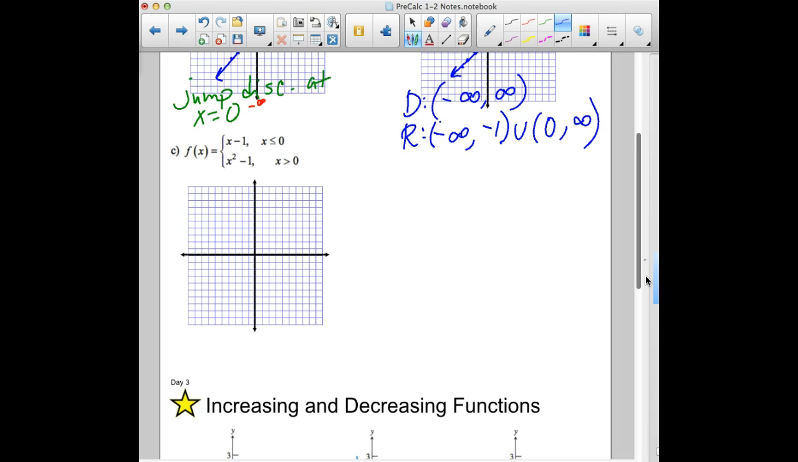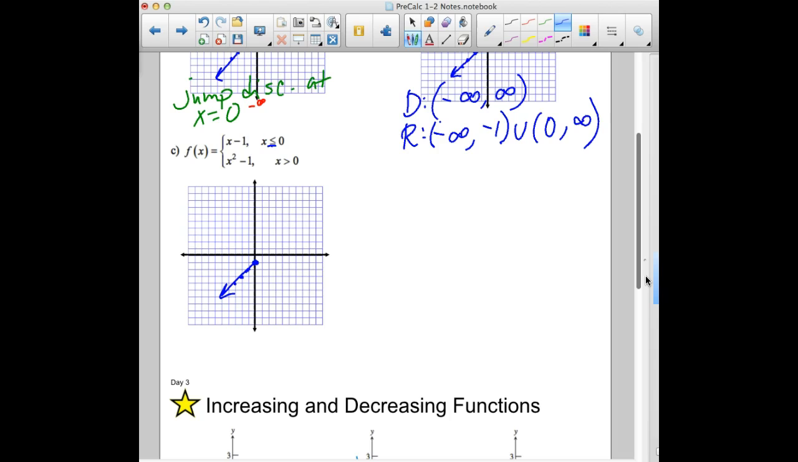All right, we have one more. Same line that we had before, so let's go ahead and get that graphed. This time it's filled in again on our endpoint because we've defined x to be 0 using that function.